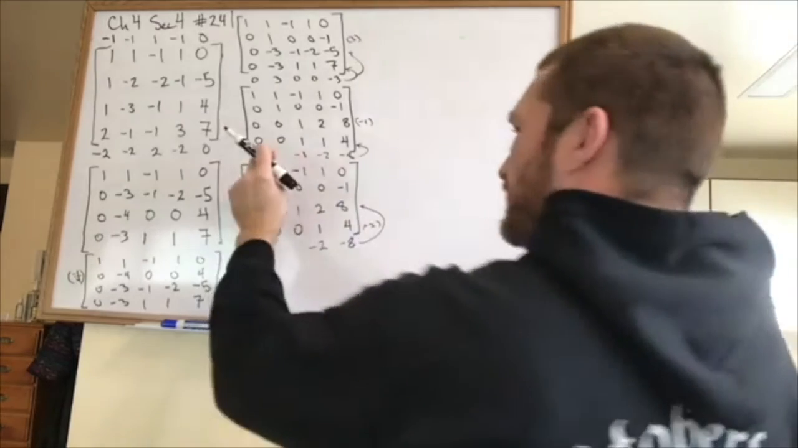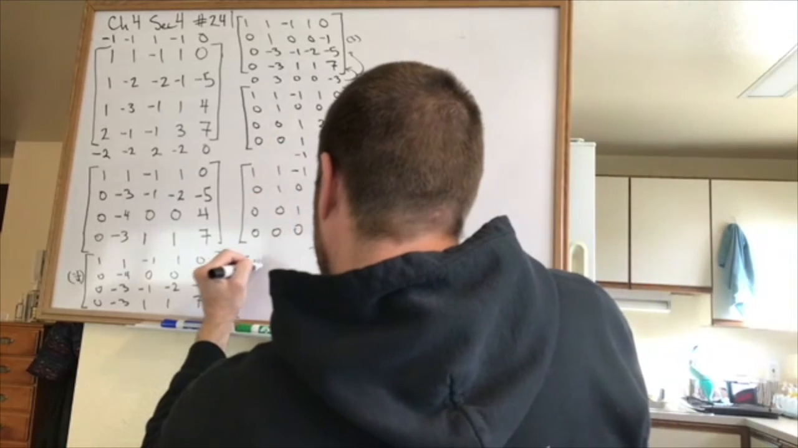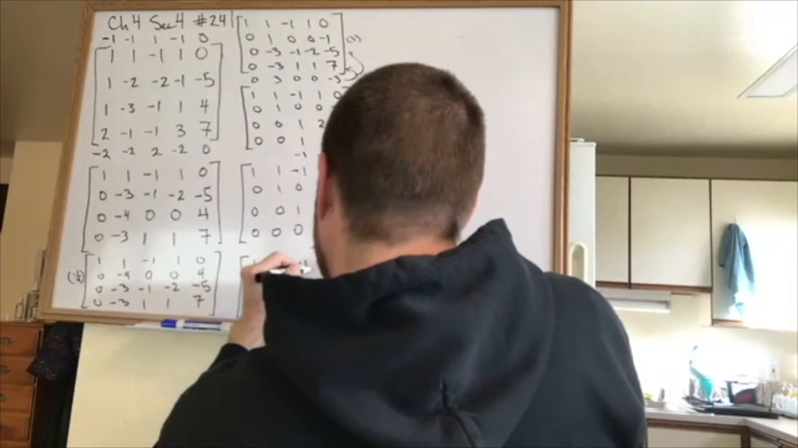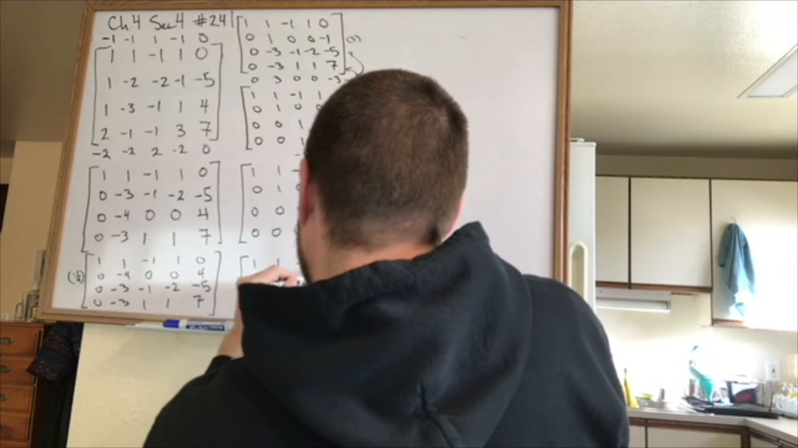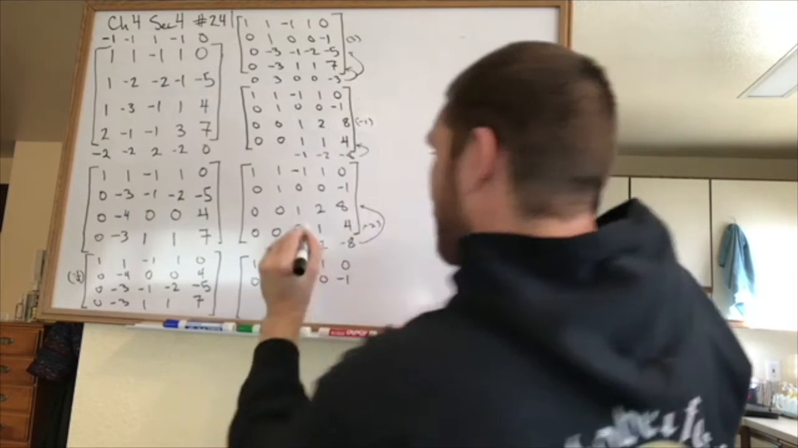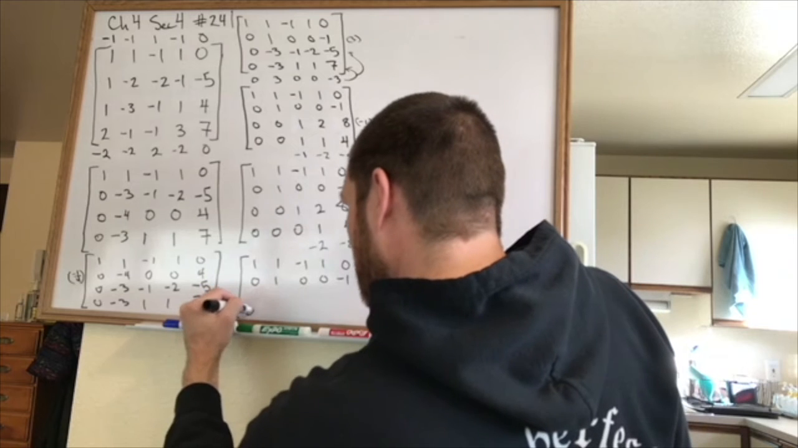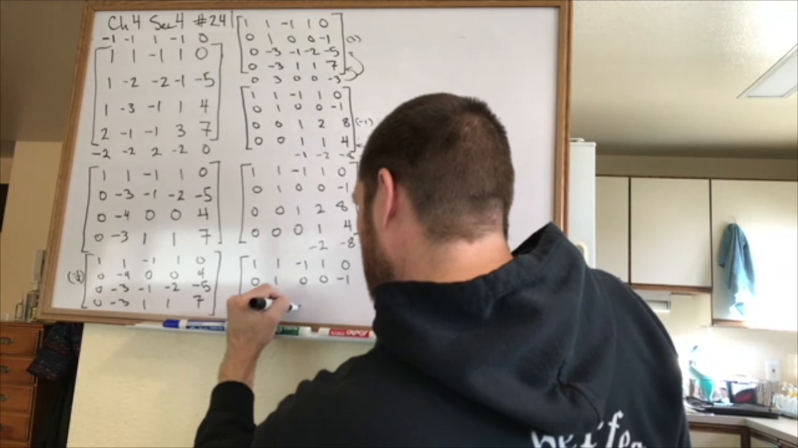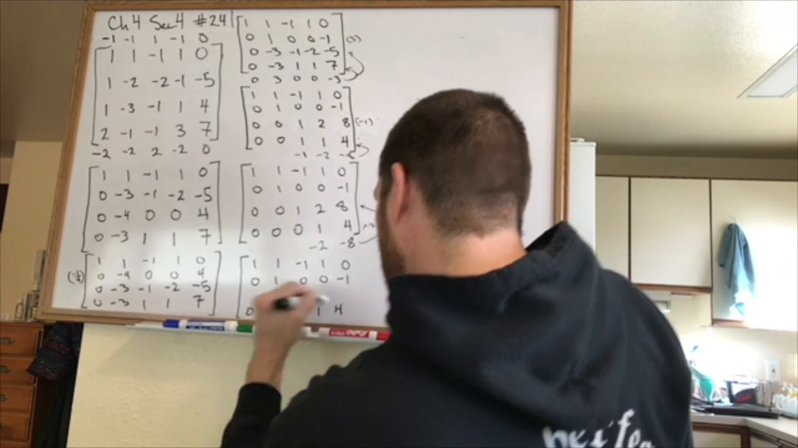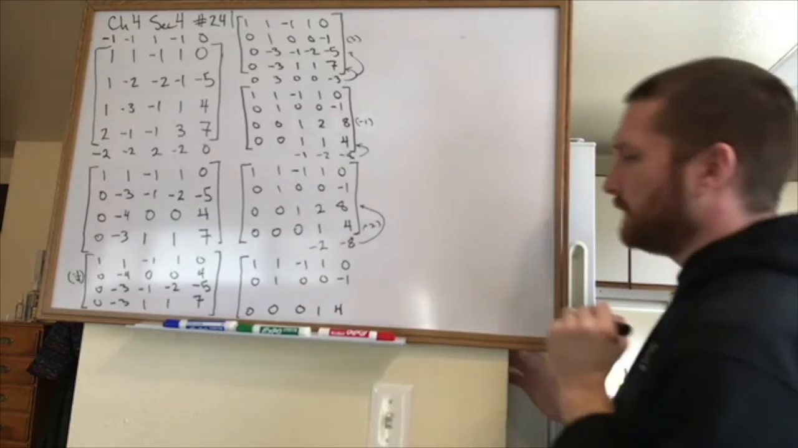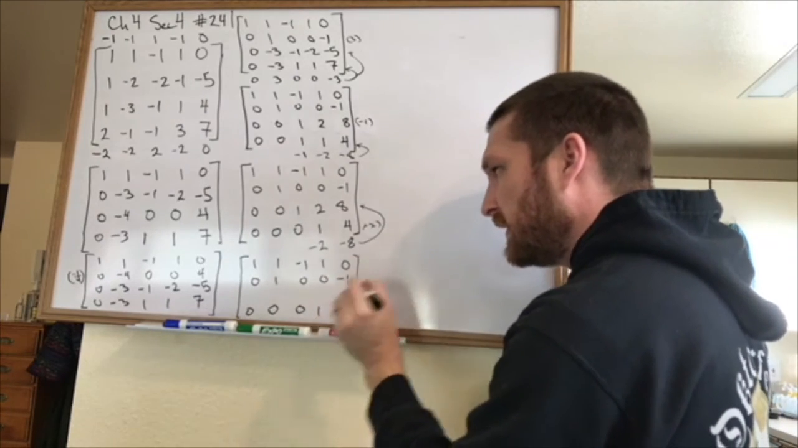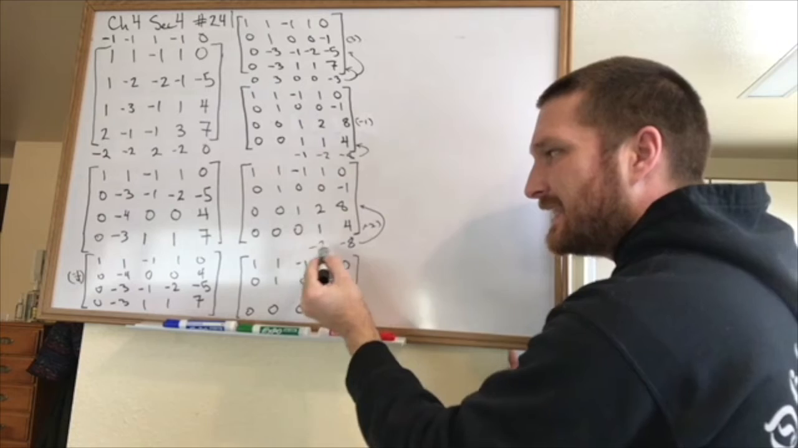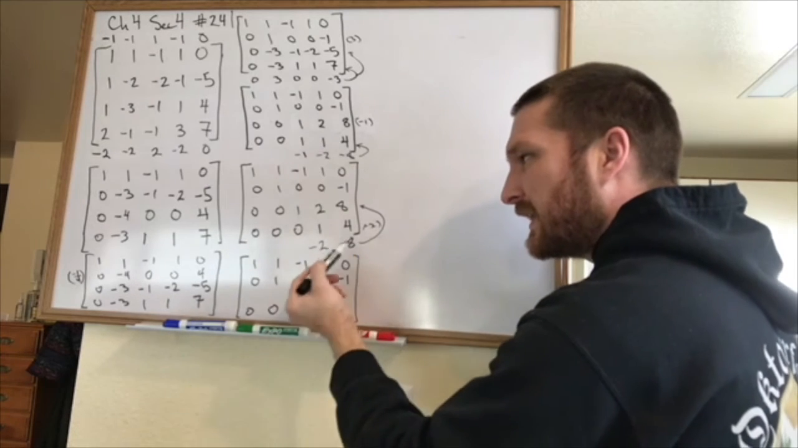I'm not changing the top two. So we have a 1, 1, -1, 1, 0. Not changing the second one. Changing the last one. 0, 0, 0, 1, 4. You see that? Yeah. Okay. Not changing the last one. The only thing I'm changing is this guy. I'm going to take this row, multiply by -2 and add it.